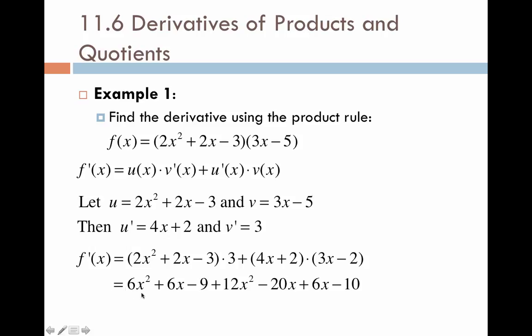Now you notice that there are terms that can be combined. So we have 6x squared and 12x squared. We can put those together. And I have 6x, negative 20x, 6x. I can put those together. And negative 9 and negative 10 are also like terms, so I can put those together. So after I clean that up, this is what I get. So that's my derivative, 18x squared minus 8x minus 19. That's my answer.